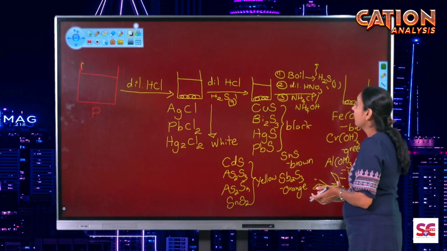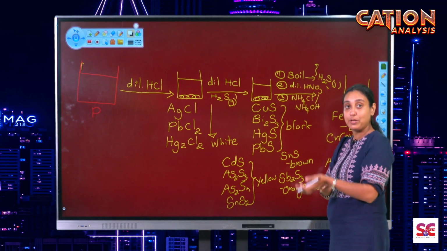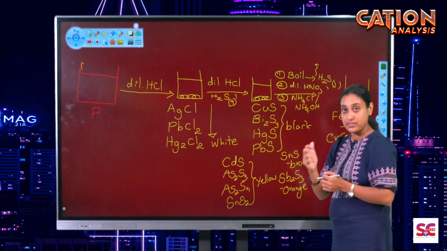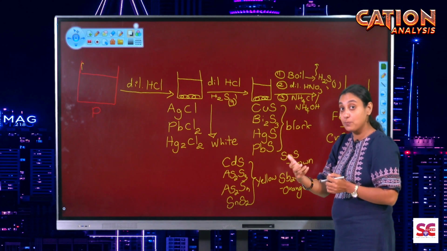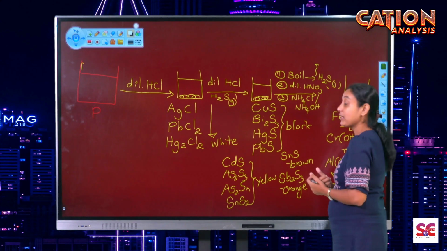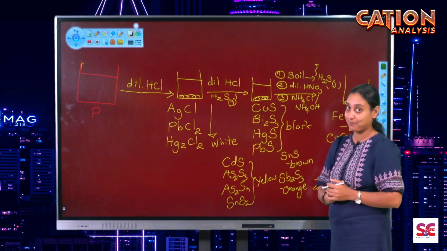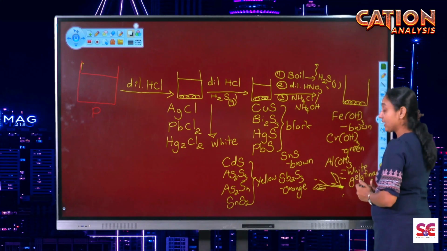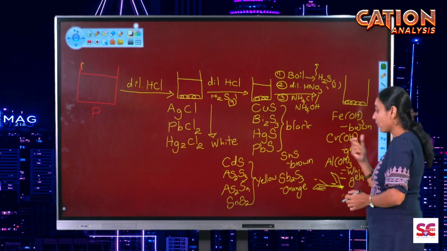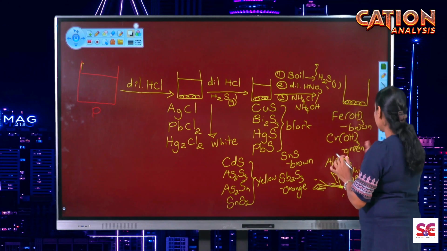Then take the filtrate out, boil to remove the H2S gas. Then add some dilute nitric acid to oxidize any Fe2+ ions to Fe3+, and add some ammonium chloride and ammonium hydroxide to form the basic medium. Then three major cations form precipitates: ferric hydroxide, chromium hydroxide and aluminium hydroxide. Then get the filtrate out.